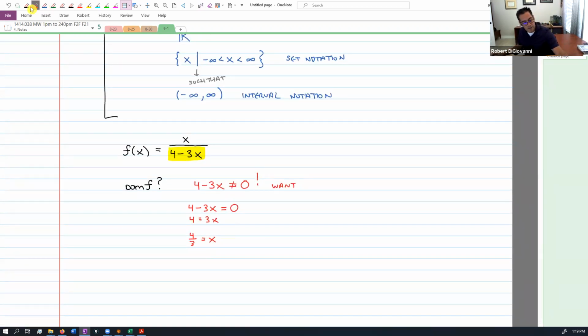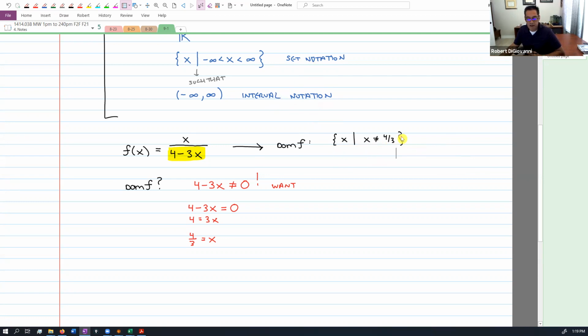So for this problem, the domain of this, I'm going to say set first. So it's the set of x such that, well, the only condition I have is that it can't be 4/3. So I'm just going to say x is not 4/3. So it's the set of all x's that have the condition that the number is just not 4/3. As long as it's not 4/3, you're in business. That makes sense to everyone? Now, that's the set notation.